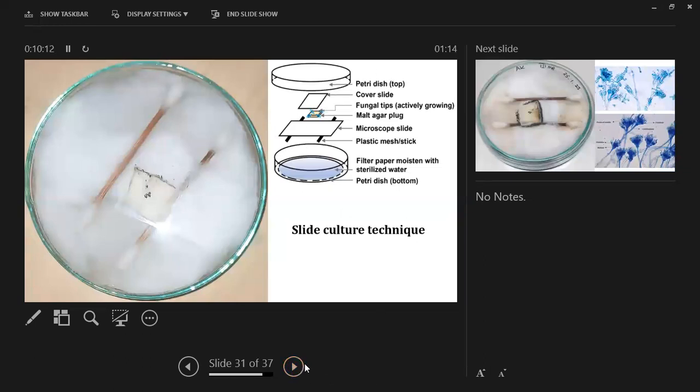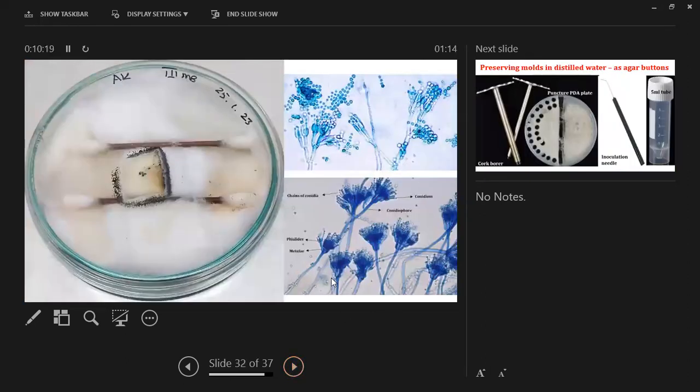An outline picture has been shown here. Probably in the next video I will talk more about how to do slide culture. But this is the basic difference we will see. This is a fungus that has been teased out from a PDA plate and stained with lactophenol. And a fungus that has been stained after a slide culture. See the details, the maximum amount of details we can capture is in slide culture.